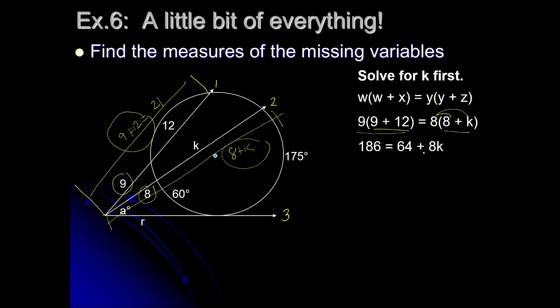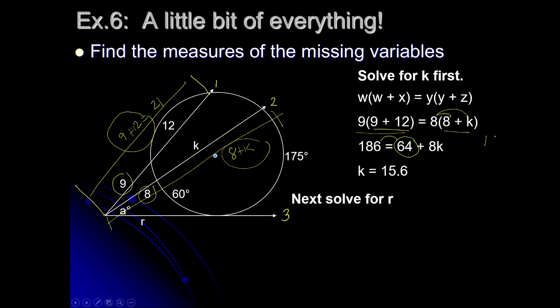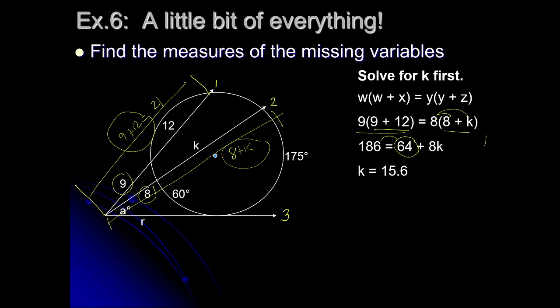Distribute that, that's 64 plus 8K, transpose. You will have, this is how much? 122. Sorry. 122, I made a mistake for a while. This is 122 equals 8K. Dividing both sides by 8, it becomes 15.6.